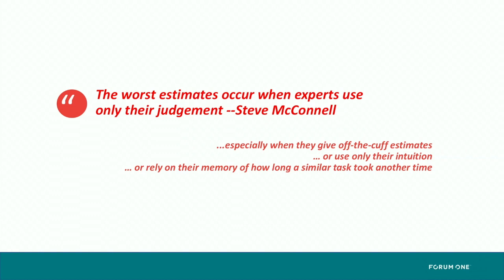Okay, so Steve says, the worst estimates occur when experts use only their judgment. And then I've added a few things here, especially when they give off-the-cuff estimates, or use only their intuition, or rely on their memory of how long a similar task took the previous time. And this last one is quite interesting because it turns out that most people, when they think about a project they did last year or 2 years ago, don't remember exactly how long it took to build a feature. They remember what their estimate was. And if their estimate was off by 400%, then the new estimate's going to be off by 400%.